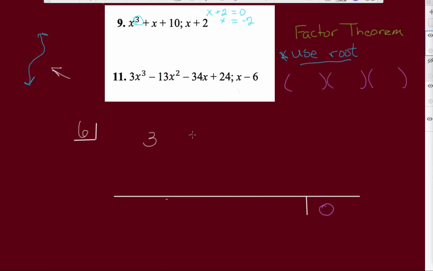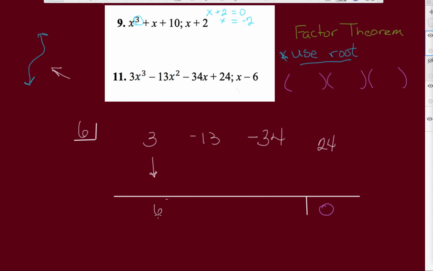First coefficient is 3, then you have negative 13, then you have negative 34, and positive 24. Oh, that's why, because I didn't put in the negative 34. Thanks for correcting me. Negative 34 and positive 24. Sorry about that. And now we're going to do some math. Okay. And there we go.